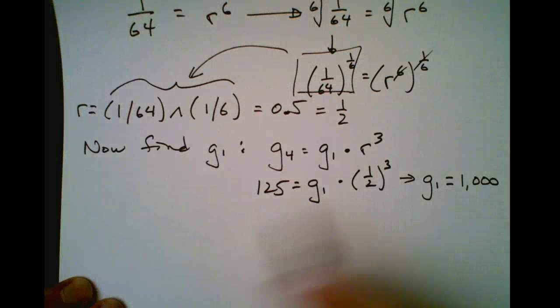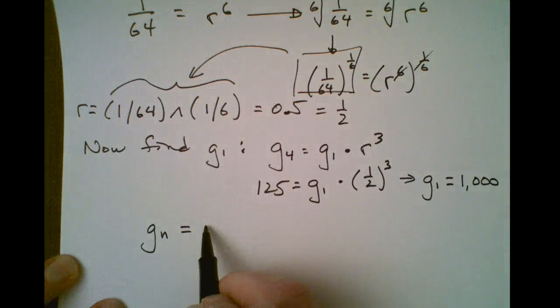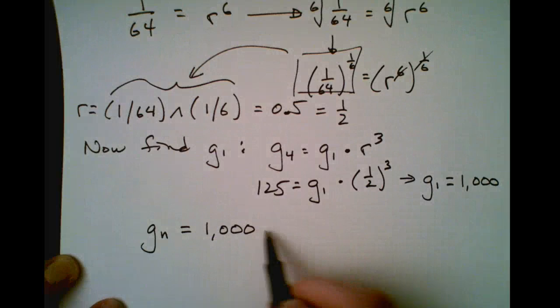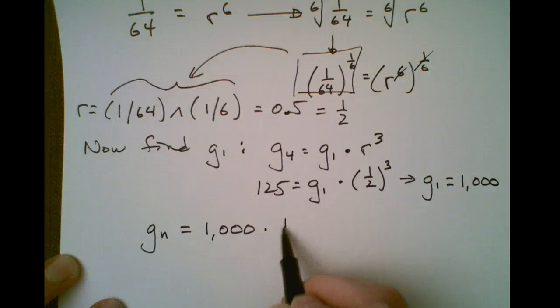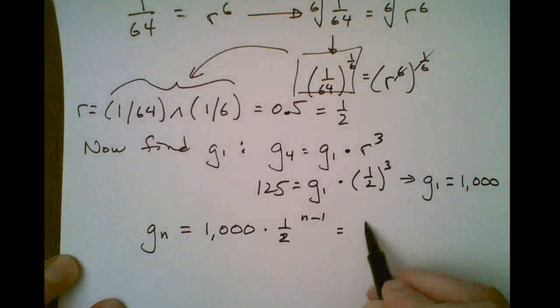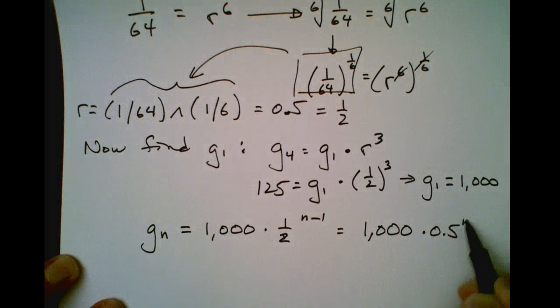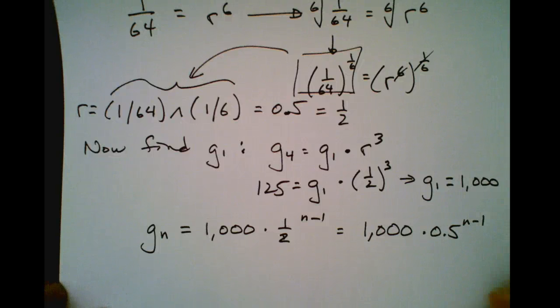And now that I have g sub 1 and I have r, I can find g sub n. So g sub n is going to be the 1st term, which is 1,000, times the common ratio, which is 1/2, raised to the n minus 1. Or if you wanted to write it as 1,000 times 0.5 raised to the n minus 1, that would be acceptable as well.